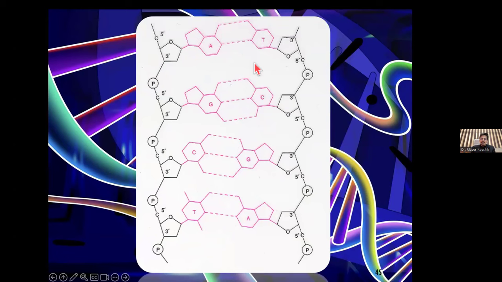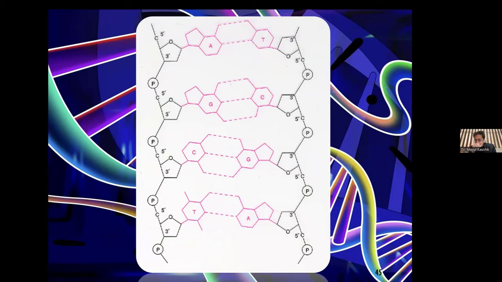We have A, T, C, G: adenine to thymine by two hydrogen bonds, and cytosine to guanine by three hydrogen bonds. This is where problems arise in genes, meaning either this bond breaks or the position gets changed, where A was supposed to be present, G or C is present, and accordingly the complementary nitrogenous base also changes. Again, we don't have to go into the details.